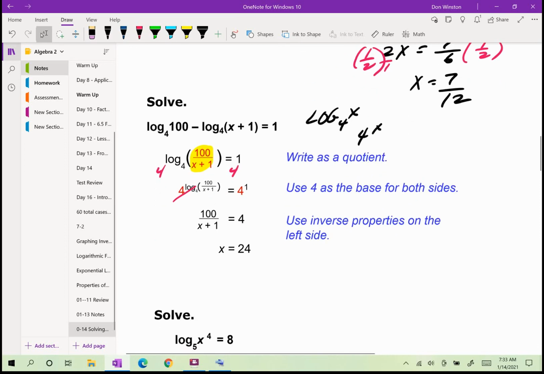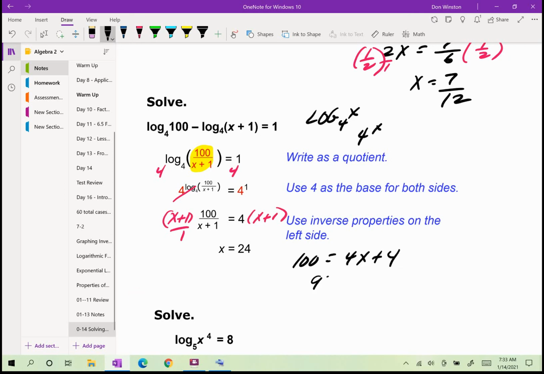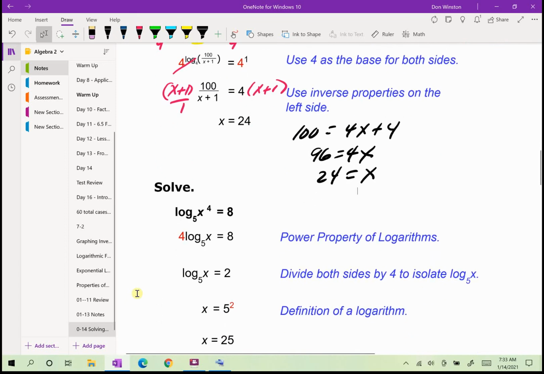And then I can multiply both sides by x plus 1. And so you get 100 equals 4x plus 4. 96 equals 4x. And then 24 equals x. Let's look at the next one.